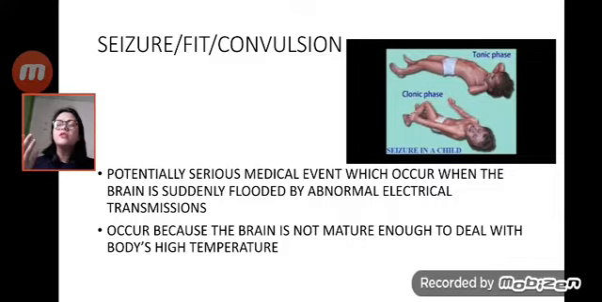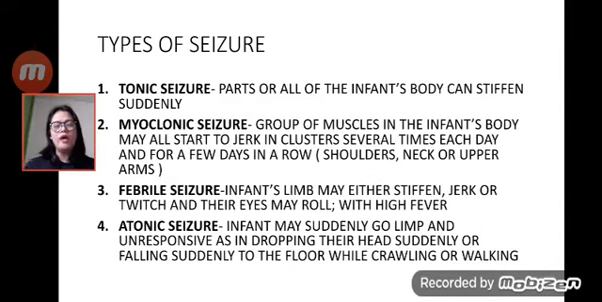So meaning, if you receive a newborn or infant with high fever, you need to instruct the mother to do a tepid sponge bath. If the mother has no knowledge with regard to tepid sponge bath, you might as well educate the mother, aside from the fact that we will also be giving medication for this kind of illness of an infant. So we have different types of seizure. Actually we have two types, the focal and the generalized seizure.